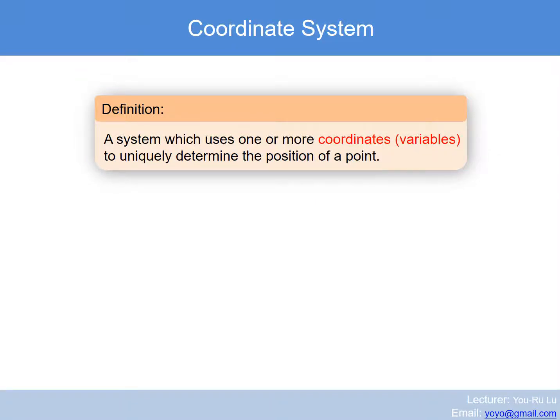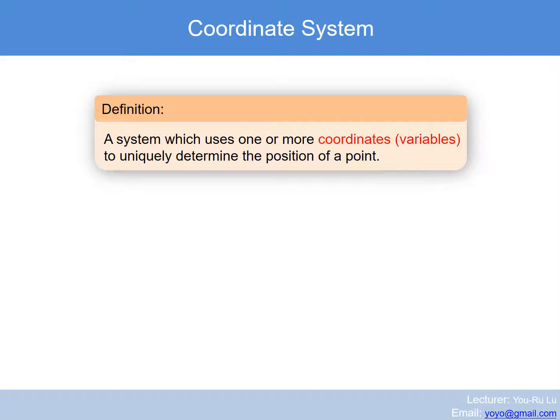Today I'm going to introduce some basic knowledge we need to understand before we move on to the detail about CAD form mechanism. The first thing I'm going to talk about is the coordinate system. The definition of coordinate system is a system which uses one or more coordinates, or we say variables, to uniquely determine the position of a point.